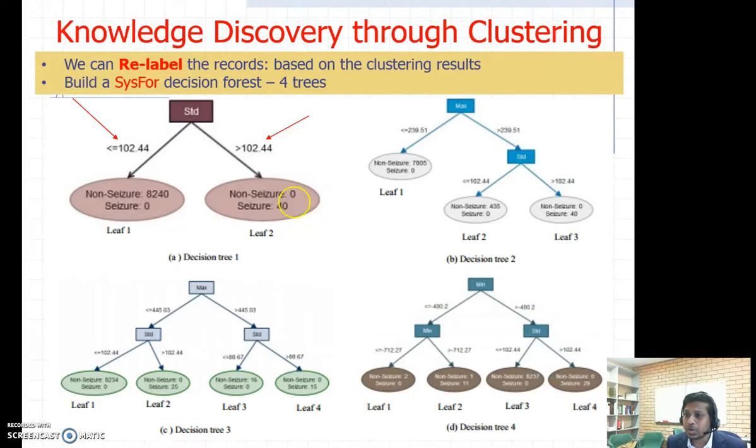But in this particular case that you can see on the screen, we find that all the classifiers, all the trees are very accurate in terms of classification, and they are very shallow. That tells us that the labeling was good, it was matching with the properties of the signal, and that in turn tells us that the clustering was good. So clustering was good, that's why the labeling was good.